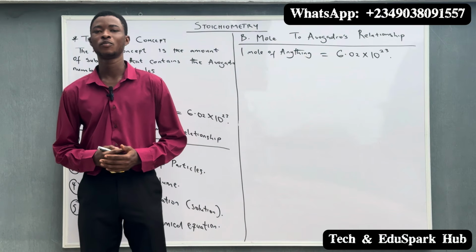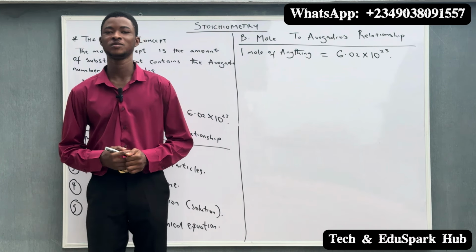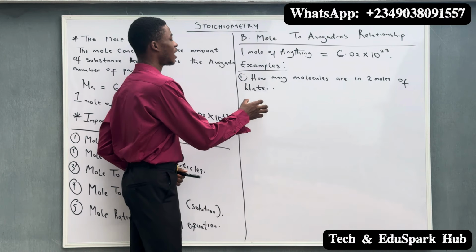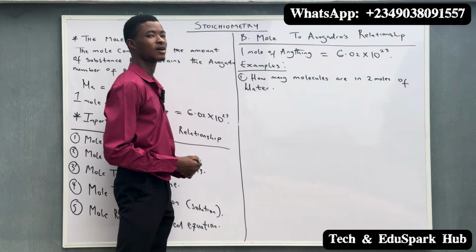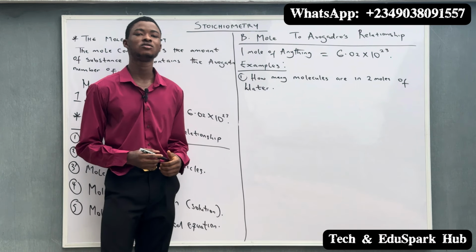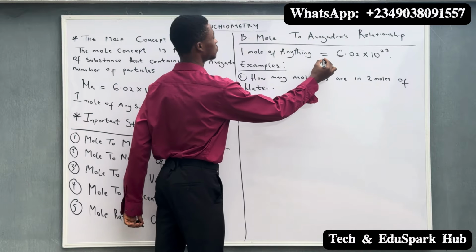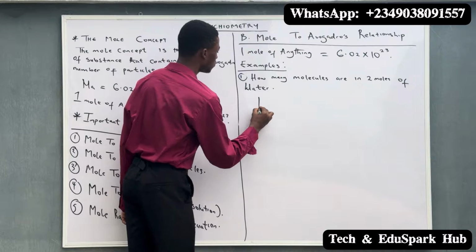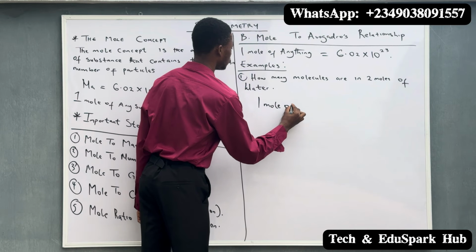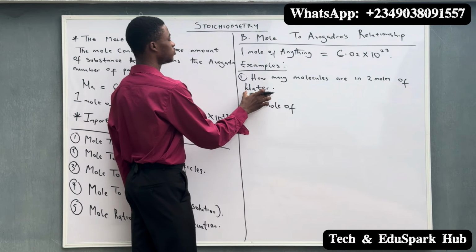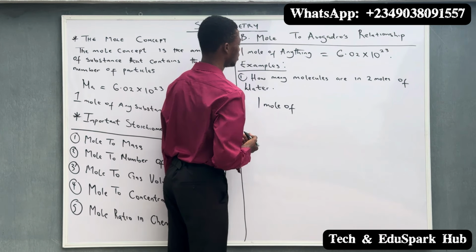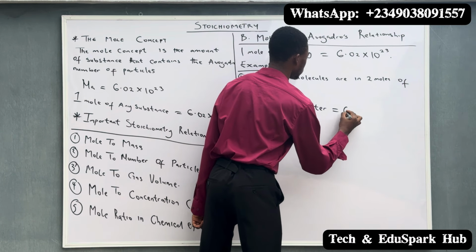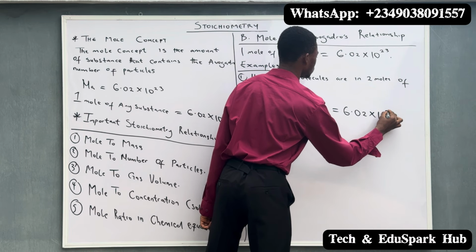So let's look at examples under this mole to Avogadro's relationship. In the first example on the board, the question asks how many molecules are in 2 moles of water. To solve this, note that 1 mole of anything is equal to 6.02 times 10 raised to power 23. So we can write that first. We have 1 mole of water, because we are working with water in this question, is equal to 6.02 times 10 raised to power 23.